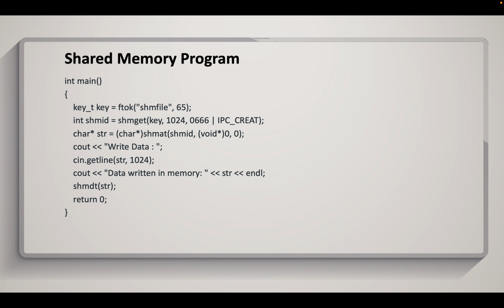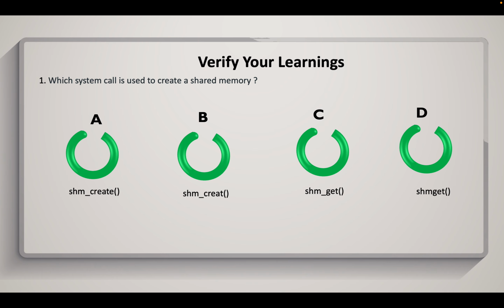This is an example here. You see, we create a shared memory using shmget. We are writing into the shared memory. It means one process writes into the shared memory. Another process will read from the shared memory.